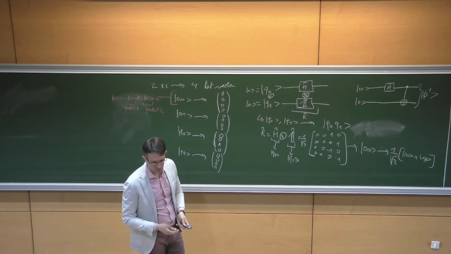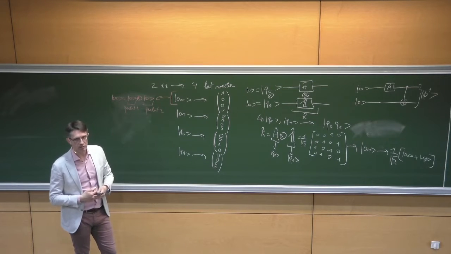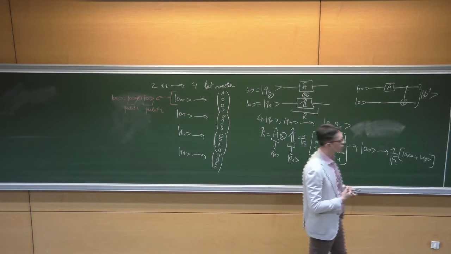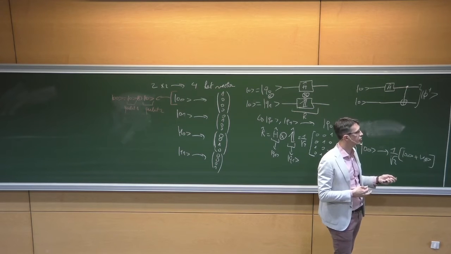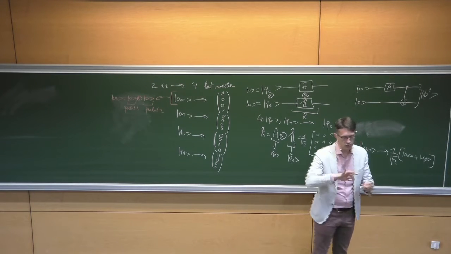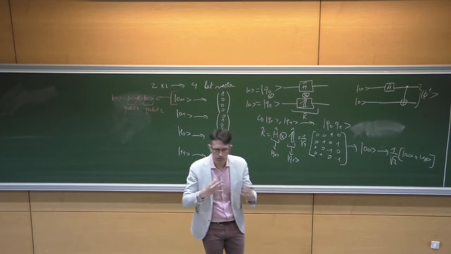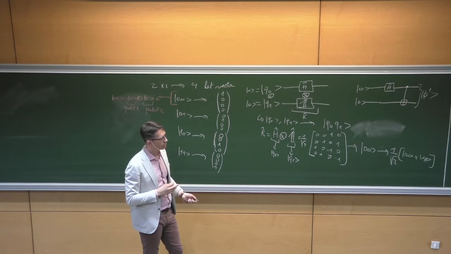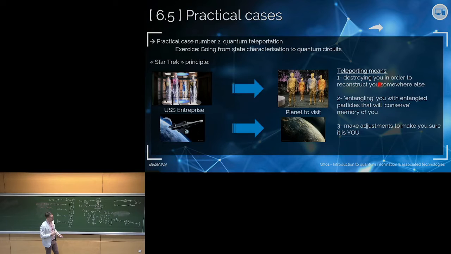Right. So the second case that we started but did not finish is the so-called quantum teleportation. Again, the idea is to go from state characterization to the quantum circuit at the end, except that this time it is going to be a bit more complex. Let me remind you quickly what teleportation is. It means that you take a given state, in this case some people, and you want to teleport them, to put them somewhere else without actually physically moving them from one place to the other.